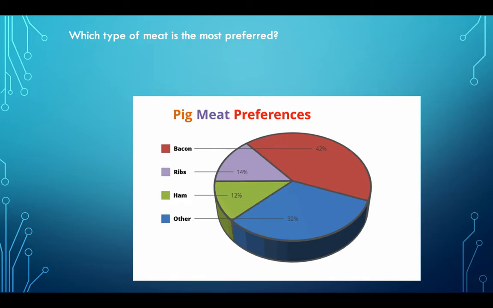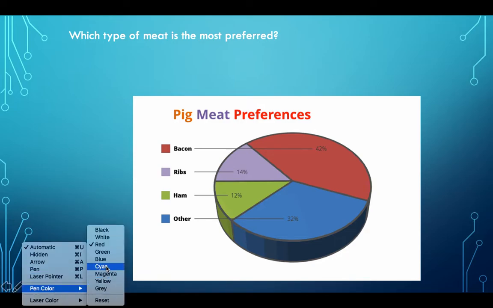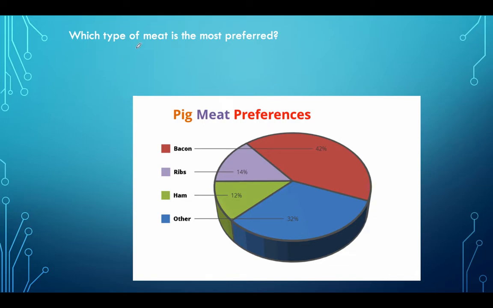So let's go into some examples. Hopefully this is self-explanatory, so this will be a quick video. Which type of meat is the most preferred? So the most preferred, which one is liked the most? You look either at the numbers and the percentages and see which one's the biggest, or you can look at the biggest piece of the pie, which hopefully it's obvious. It's bacon. So bacon is the most preferred meat based off this chart.